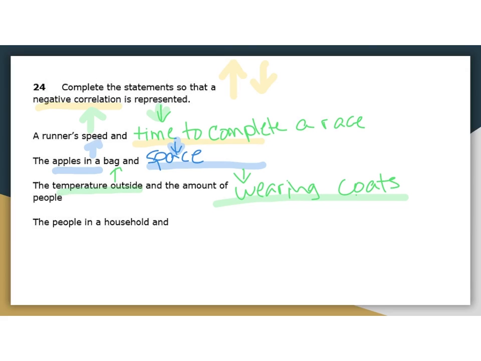Then we go to our last one, the people in a household, and then we need to complete that, making a negative correlation. So once again, if I have something going up, something needs to go down, and there needs to be a relationship between the two. So we have the more people in a home, then we could say the less amount of leftovers we're going to have.